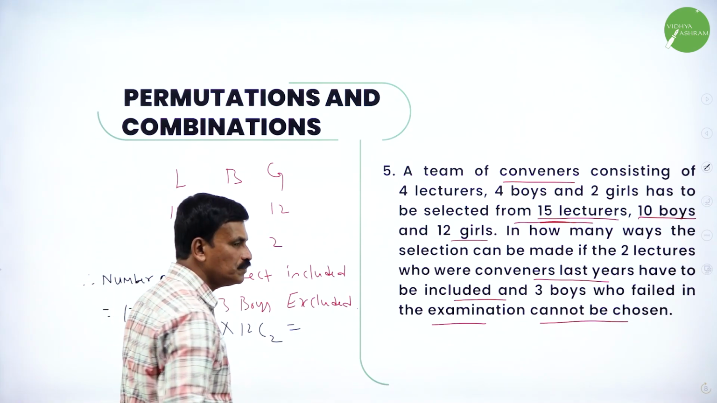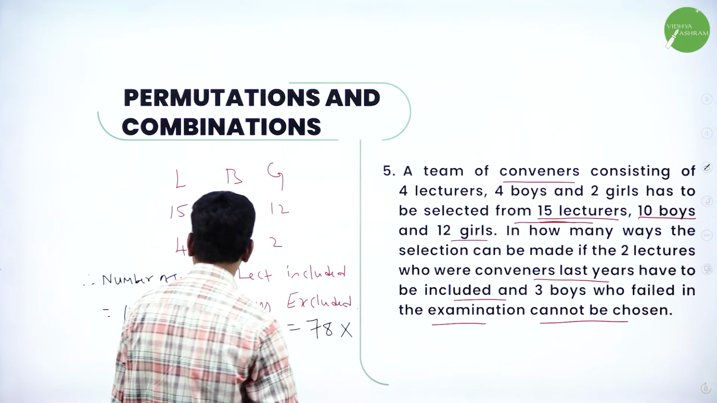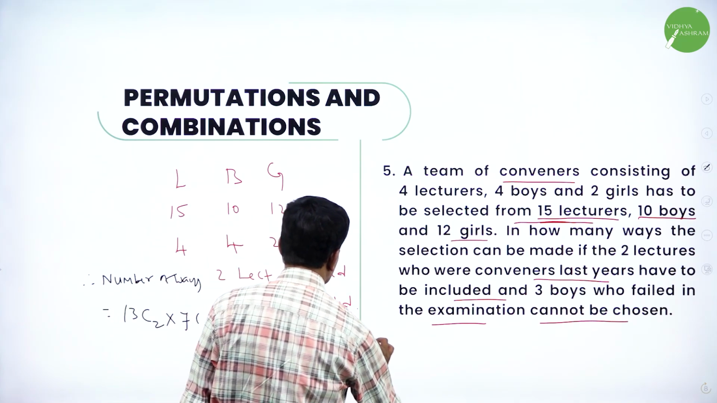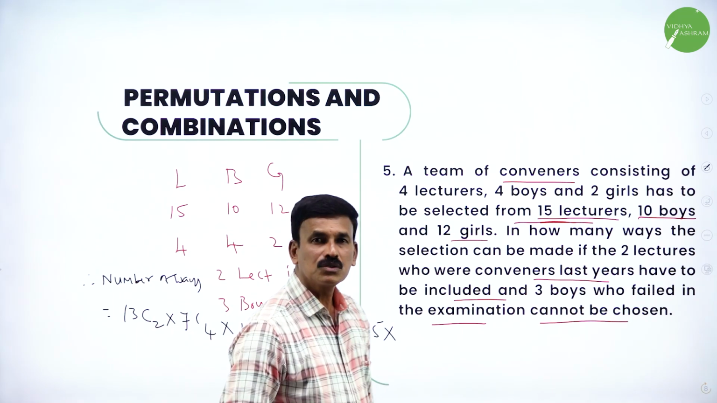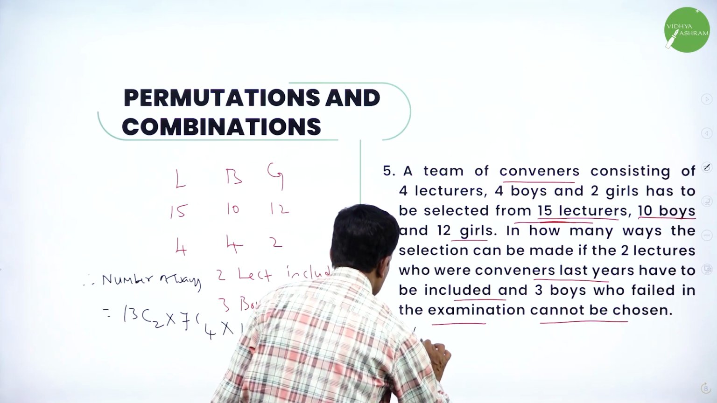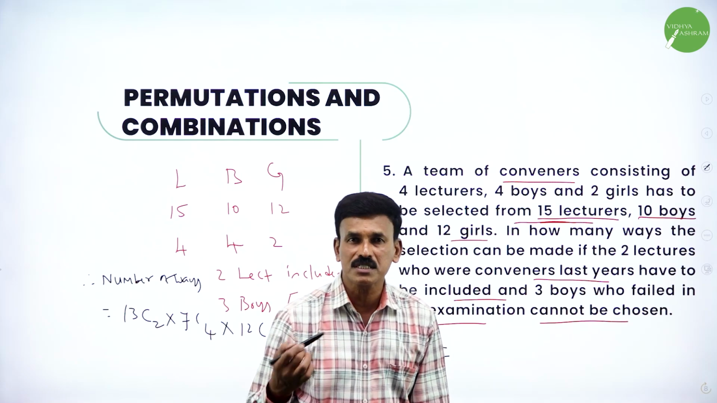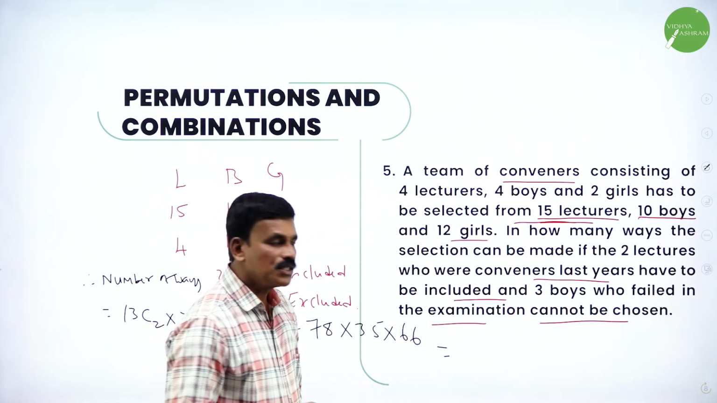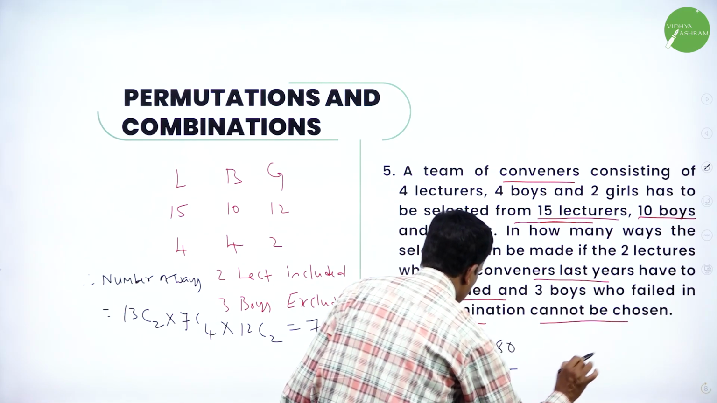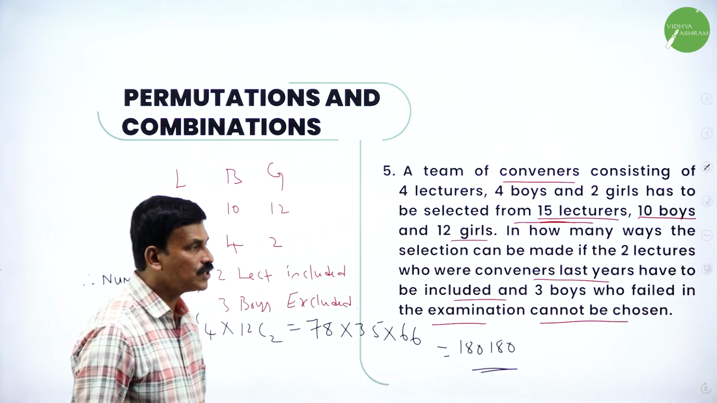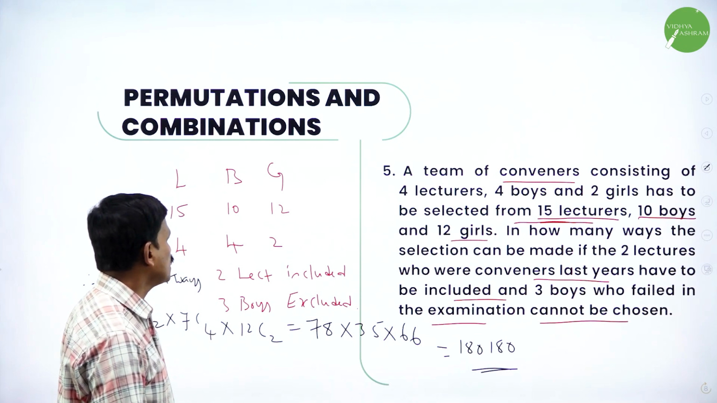What is this equal to? 13C2 is equal to 78. If we simplify 7C4, that's equal to 35. 12C2 is equal to 66. So if you multiply 78 into 35 into 66, the required answer you are going to get is 180180. That's it. This is how we form a team, right? Now move on to the next problem.